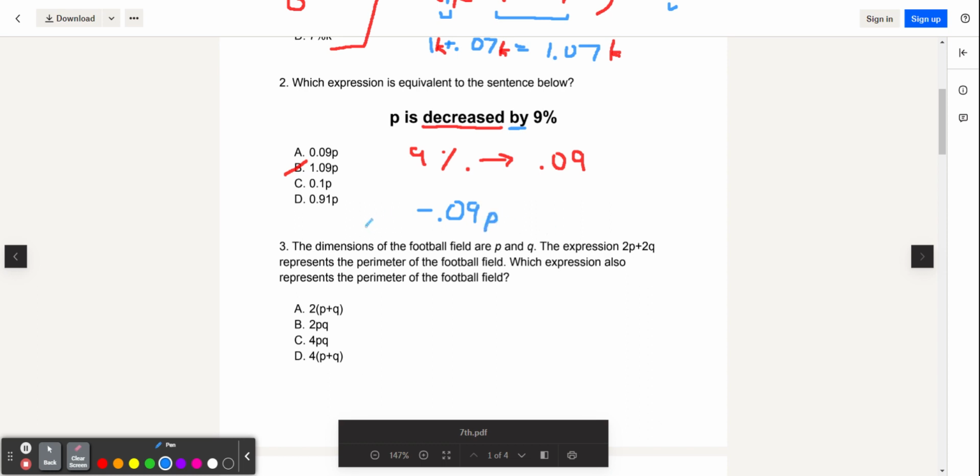And how much did we start with? Well, we of course started with 100% of p, or just p. Just like before, we're simply subtracting coefficients. 1 minus 0.09 is 0.91p. Our final answer is D.